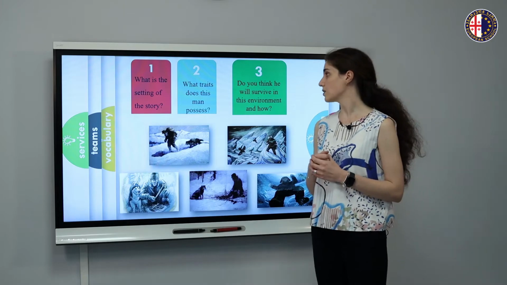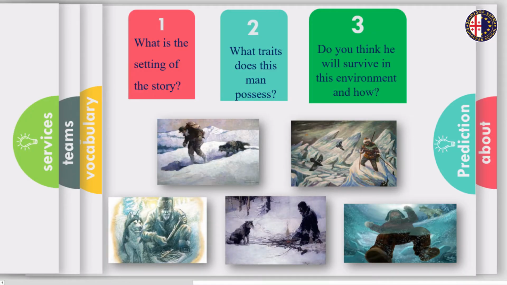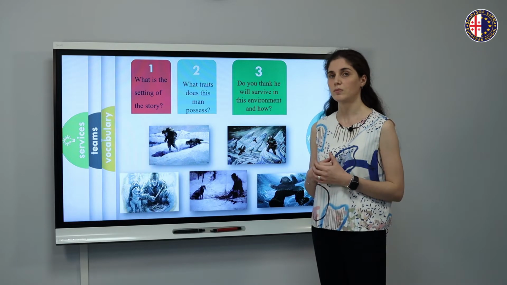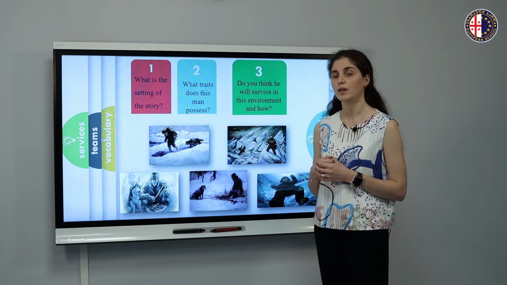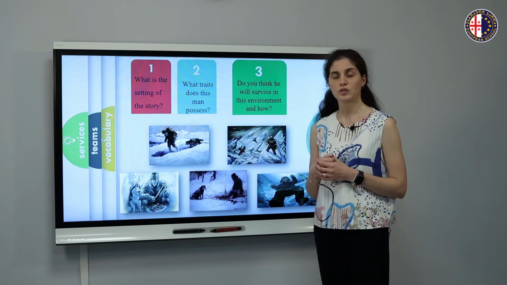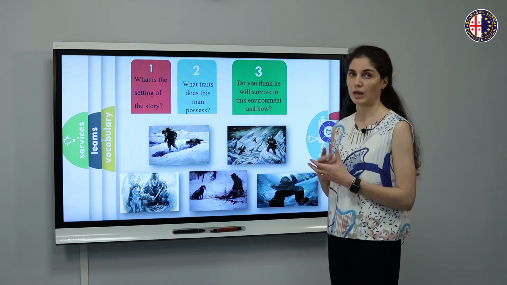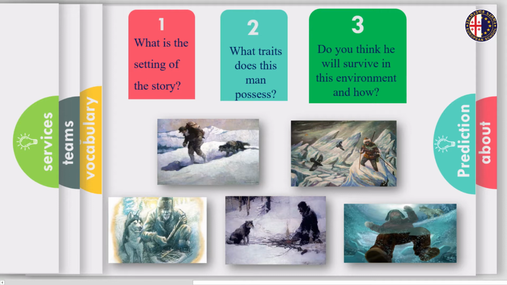What traits does this man possess is the second question. Well, let's look at it again. He's alone in the middle of nowhere. In order to be able to survive in this kind of severe environment, you must be very brave and persistent at the same time. He must be very ambitious as well, as he's alone out there. Let's look at the third question now.